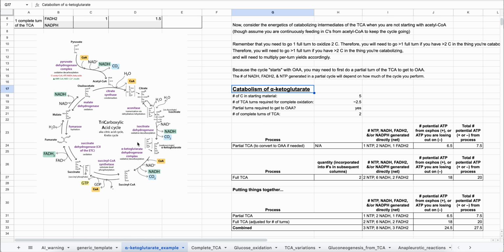And importantly, the TCA is not really going to run unless your electron transport chain is running, because the NADH is going to build up and inhibit things. And so it's really important that the electron transport chain is functioning.